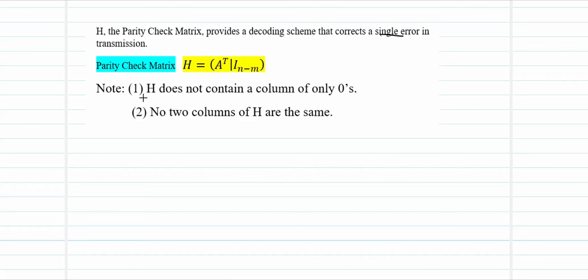We have to note that H does not contain a column of only 0. So if it is a matrix of this format, no column of H has all its elements zeros. The second point to note is that no two columns of H are the same. So every column is unique, different from the others. No two columns are identical in nature. This property of H will help us to detect and correct the single error which has happened during the transmission.